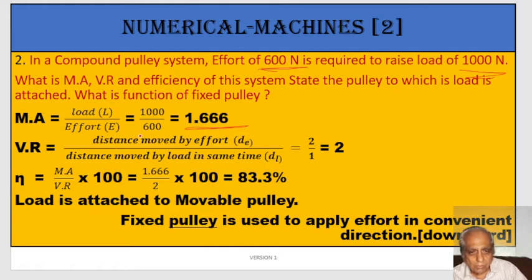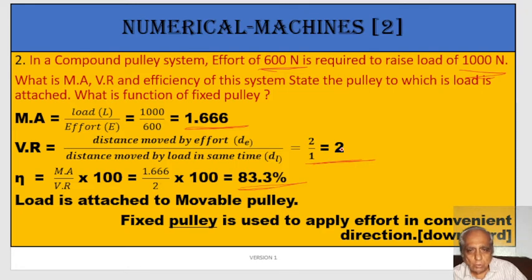Then he says, what is the velocity ratio? Distance moved by effort upon distance moved by load. So that has to be 2. Isn't it? As I told you, velocity ratio does not change. So velocity ratio is 2 as it is having one movable pulley and one fixed pulley. Efficiency is mechanical advantage upon velocity ratio. Mechanical advantage is 1.666 and velocity ratio is 2, multiplied by 100 to get percentage. So you are getting 83.3% as the efficiency.